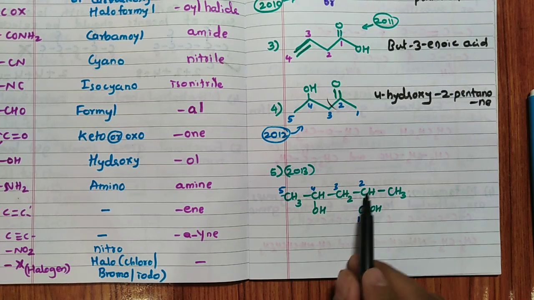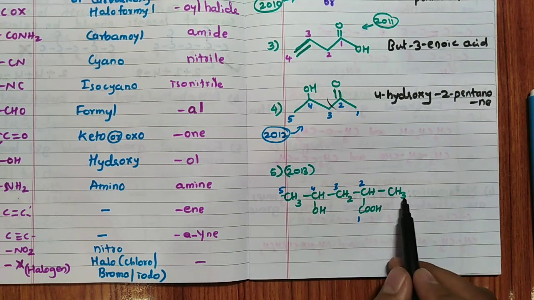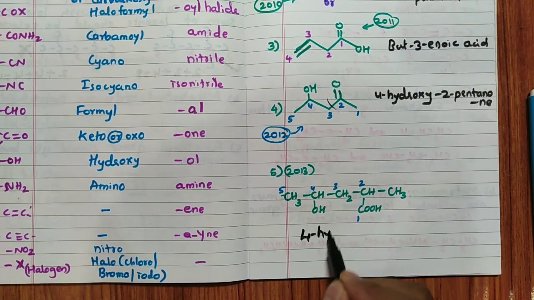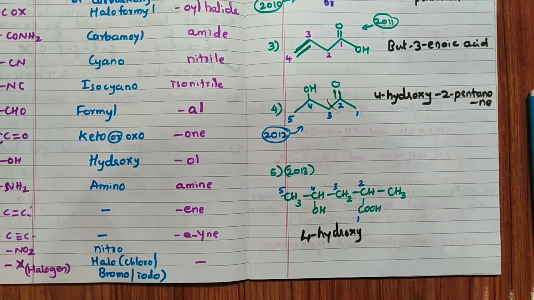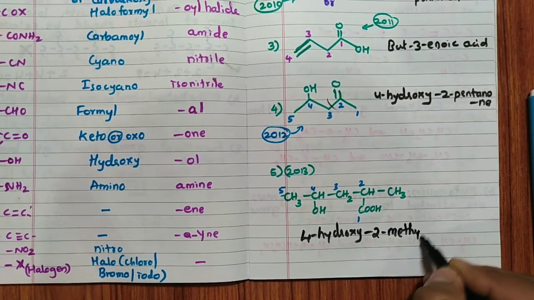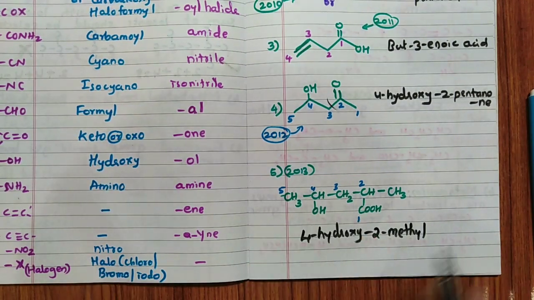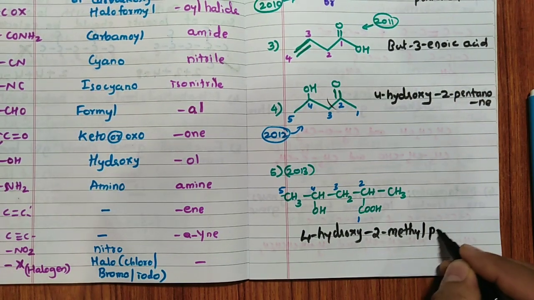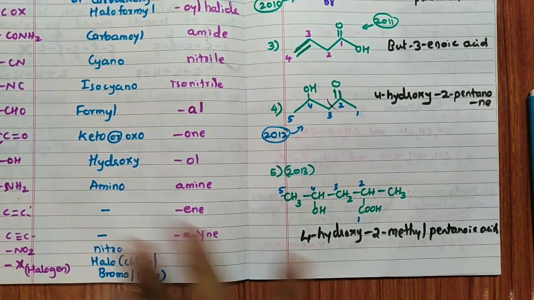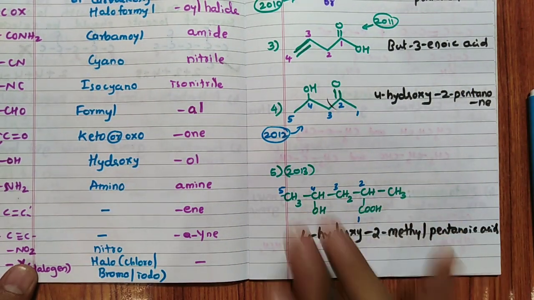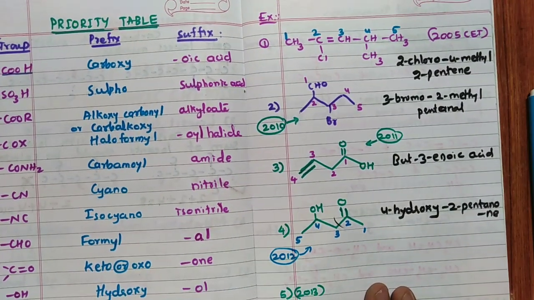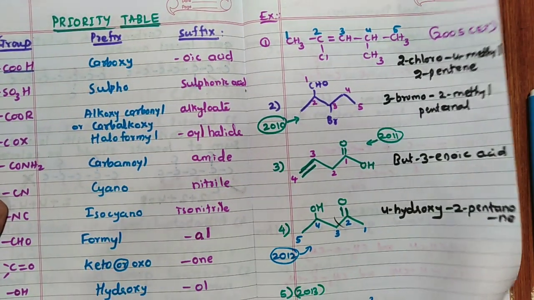Then in 2013 this question was asked, as you can see. Numbering from this carbon, 1, 2, 3, 4, 5. So hydroxy and methyl, H first, hence it is 4-hydroxy, 2-methyl, and pent is there, pentanoic acid. So this is the IUPAC name. You have to solve some more questions; for the time being I have solved only these many questions. This is about IUPAC nomenclature.